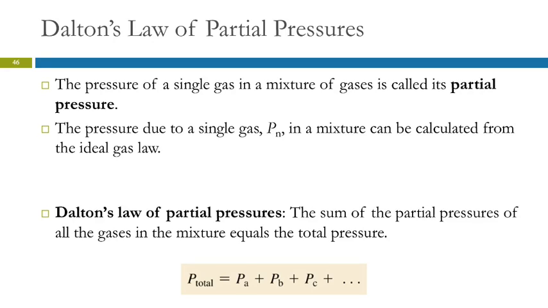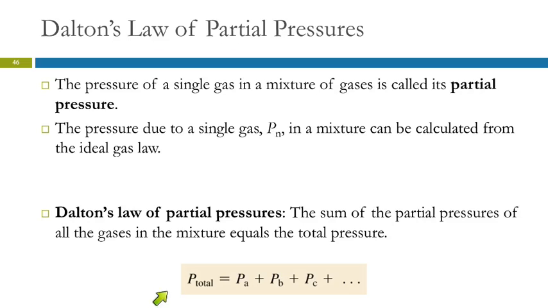This is the same idea as if you had a box of fruit and you had apples and bananas and oranges. And the total mass in the box of fruit would be equal to the mass of the apples plus the mass of the oranges plus the mass of the bananas, right? Because the mass of the bananas doesn't depend on the mass of anything else. It's independent. And so the pressures of the gases are independent. So you just add them up.